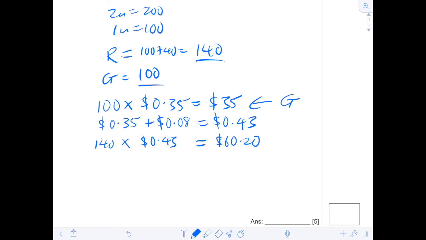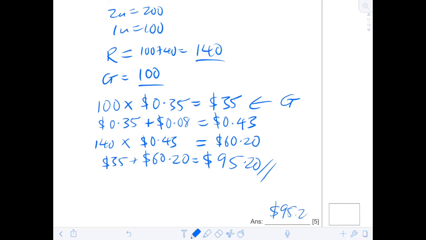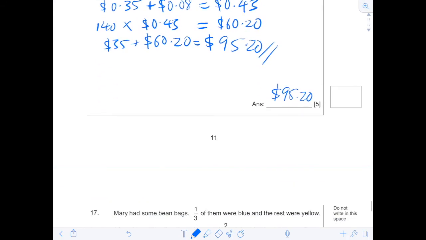So by adding both together, $35 plus $60.20, you're going to be getting $95.20. So answer. Don't forget to write your statement.